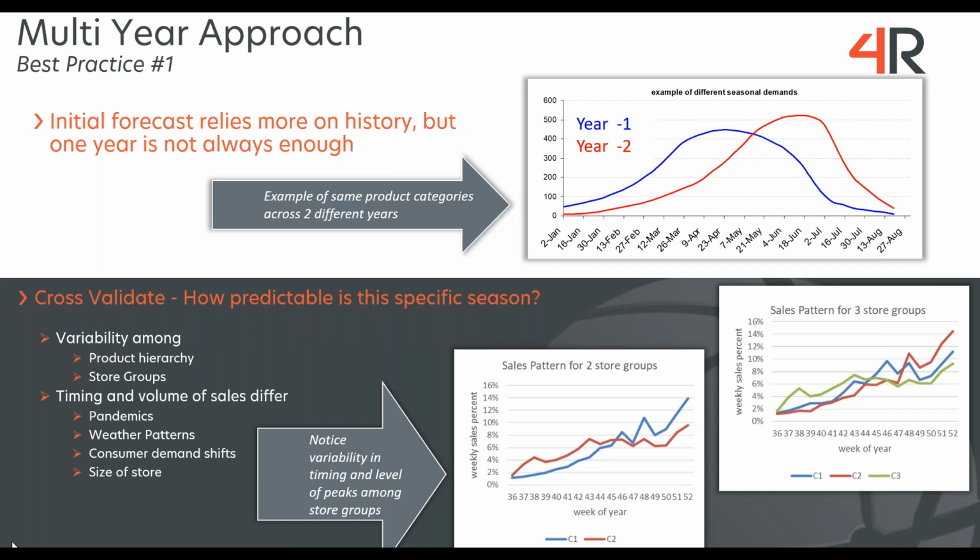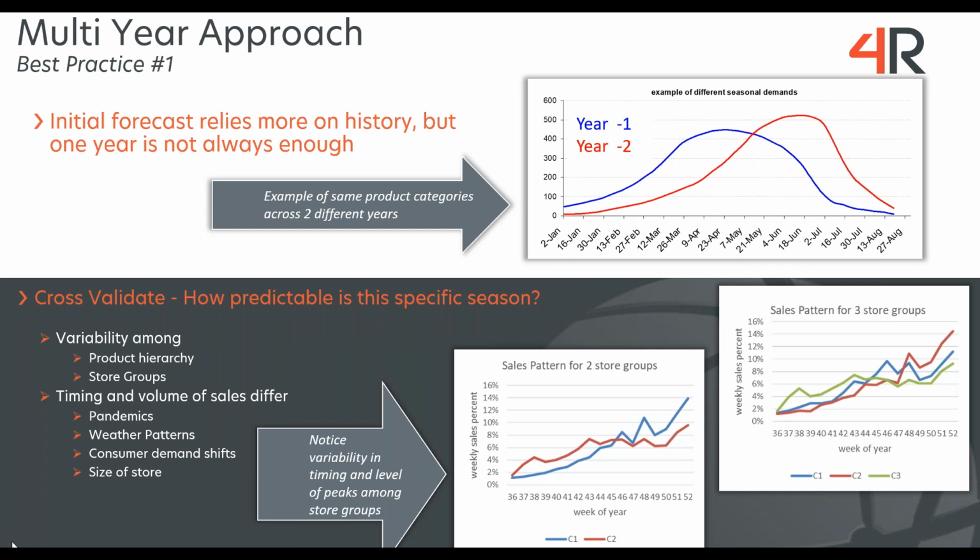Cross-validation is needed to understand how predictable a season is from 1 year to another and at what level sales may be more variable, whether it's product hierarchy, store grouping, or a mixture of both. This knowledge can be used to incorporate a level of variability and also to break up the level at which you should plan your forecasts. This way you get a shape and volume specific to that product group, store group, or product store group.